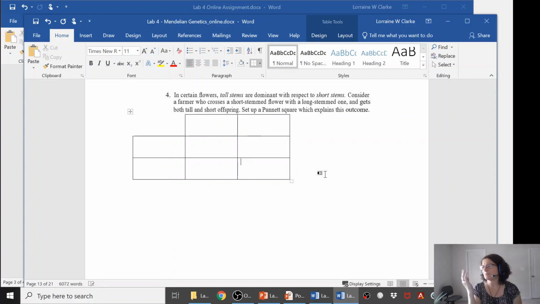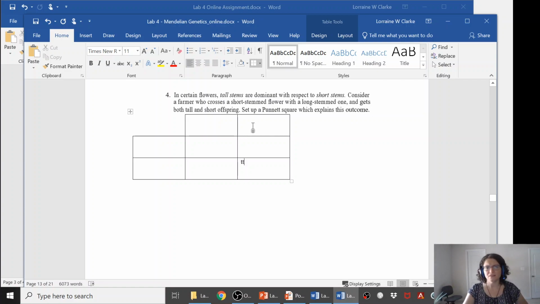So let's say big T, little t, okay? Choose whichever ones you'd like if I don't tell you what it is, okay? But remember that the dominant trait should always be what it starts with, okay? So big T, little t, little t. If I have any short-stemmed flowers, I have to have little t, because that's the short one.